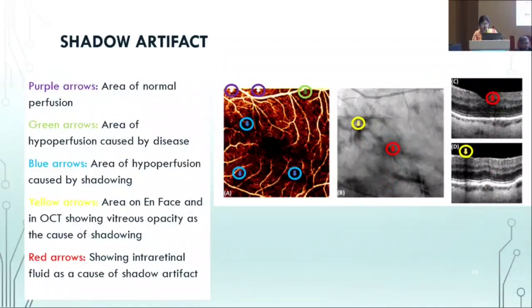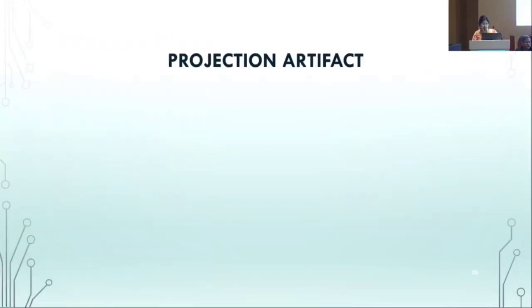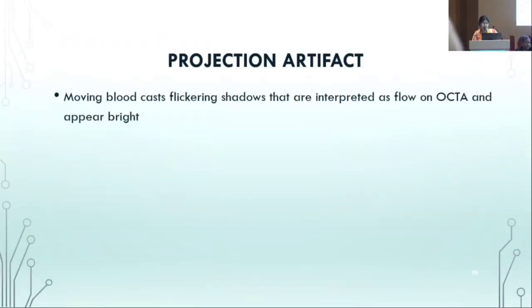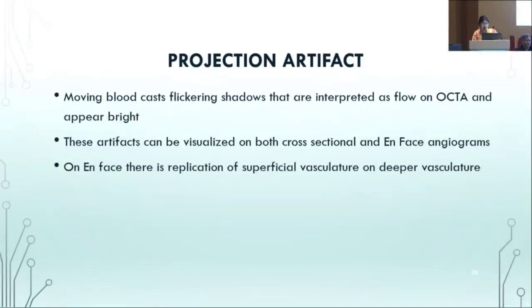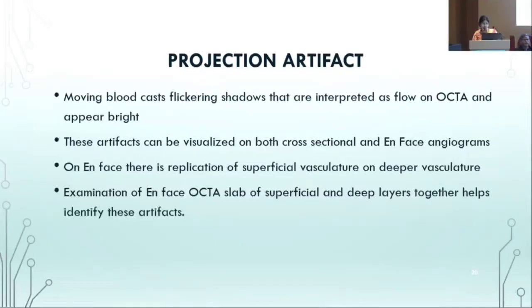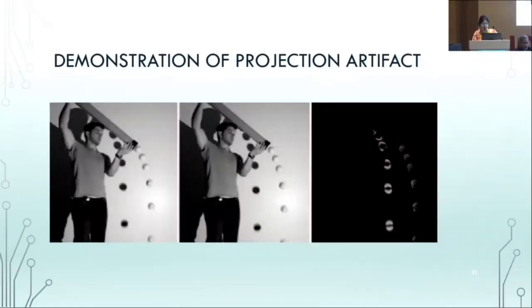The red arrows are suggestive of intraretinal fluid as a cause of shadow artifact. The projection artifact: moving blood cast, flicker, and shadow are interpreted as flow on OCTA and appear bright. These artifacts can be visualized on both cross-sectional and en face OCT angiograms. On en face, there is a replication of superficial vasculature on deep vasculature. Examination of en face OCTA slabs of superficial and deep layers together helps in identifying these artifacts.